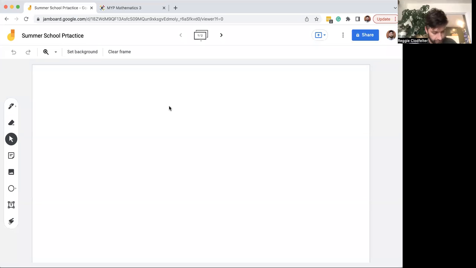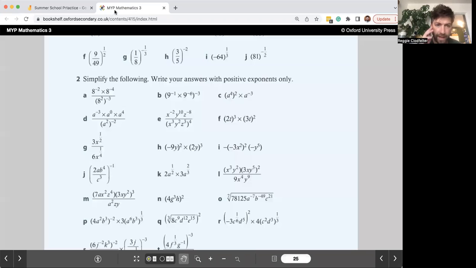Okay, so we just did 2G. And we're now going to switch to 2H. Okay, let's take a look at 2H. So we have negative 9y in parentheses squared times 2y in parentheses cubed. For those of you who watched the last video, this one's going to work just like F.